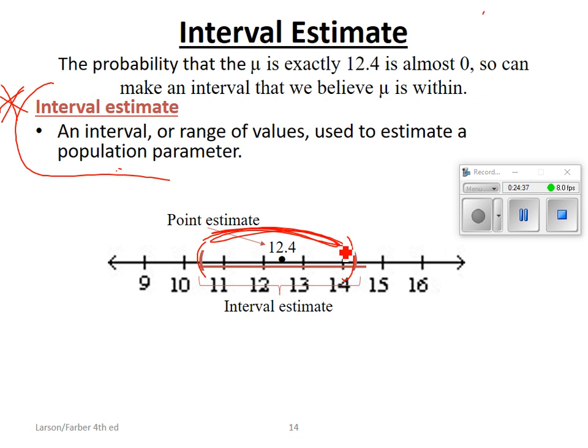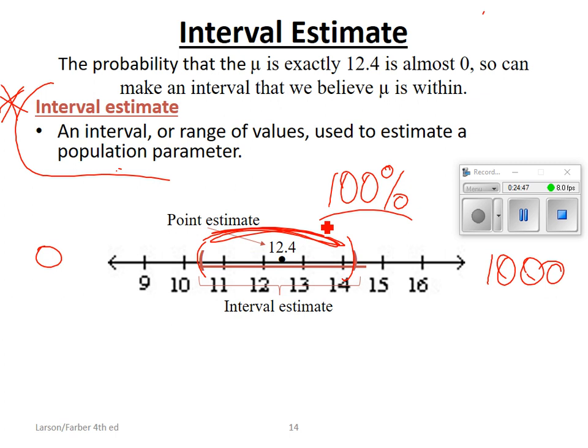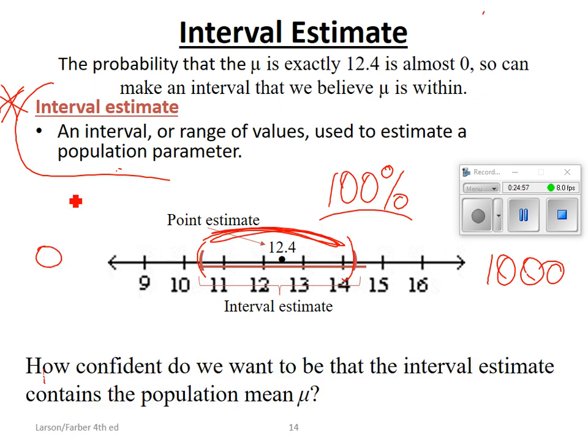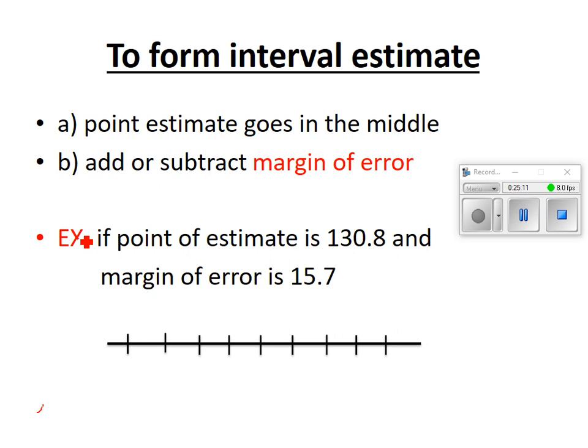Now, some of you will say, well, why don't we just go from 0 to 1,000 and we could be 100% confident that it falls in there? And that's true. But that doesn't do a whole heck of a lot of good. All right? That doesn't tell anybody anything. How confident do you want to be that it's within there? That's where things change, and that's where we're going to use your tables that we have there, and I'm going to explain that to you here in a minute.